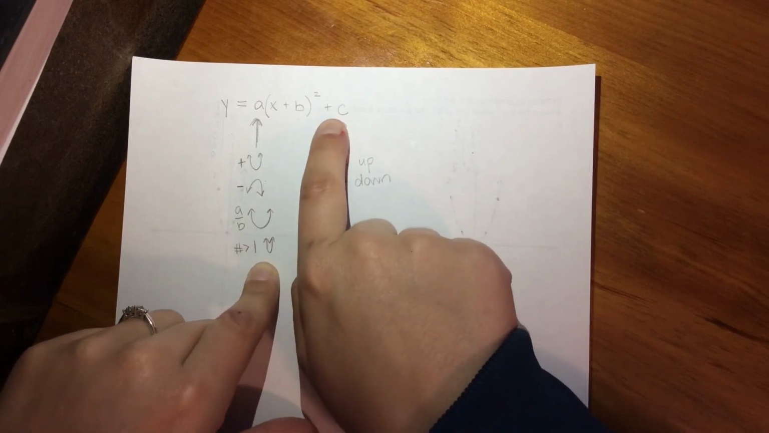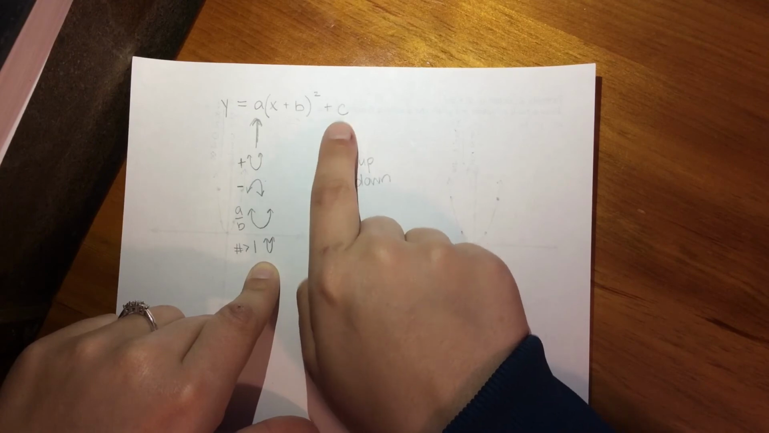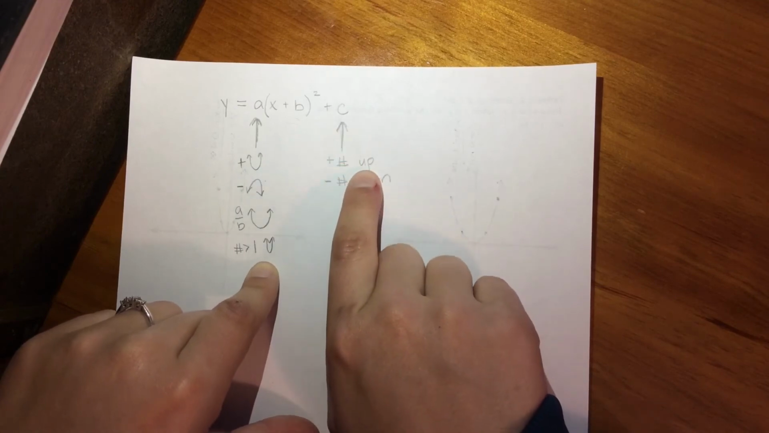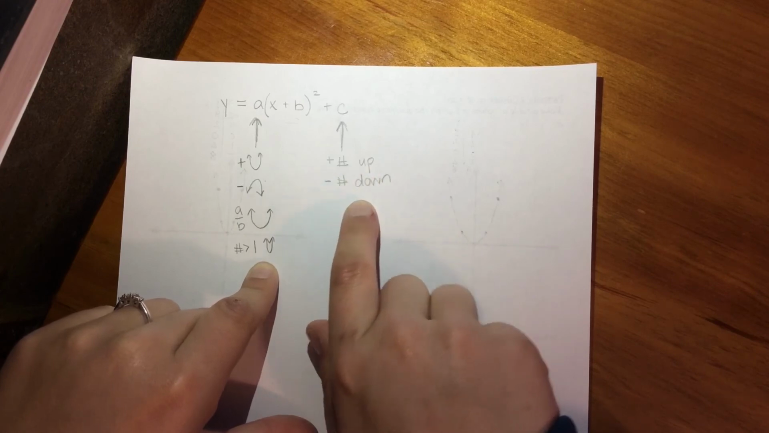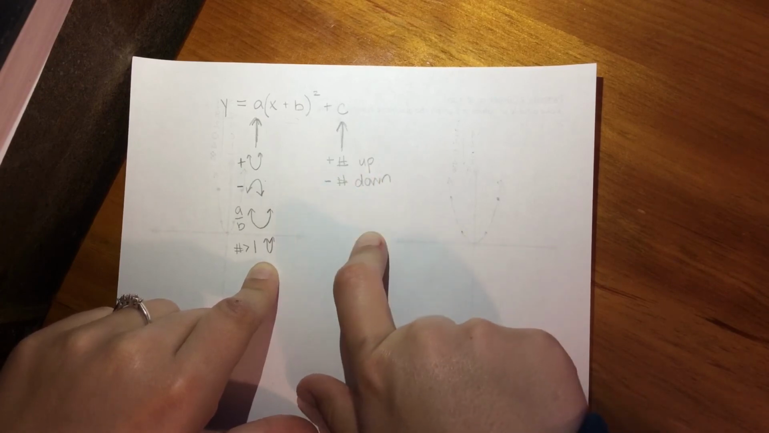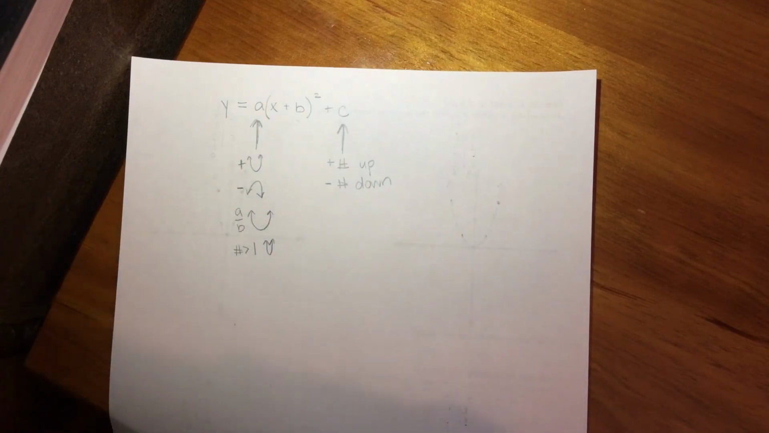Okay? And then the other thing we talked about today was that when we have a plus C or minus C, if that number is positive, it's going to move our graph up. But if the number is negative, it's going to move our graph down. Okay? So those are the few key takeaways from today.